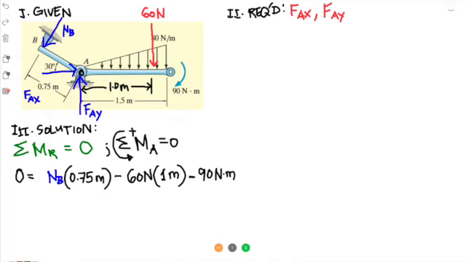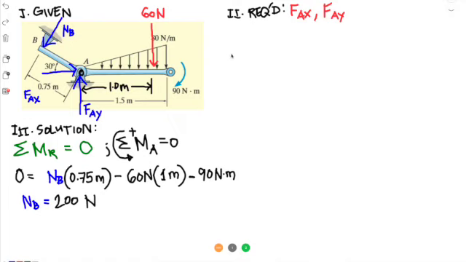Okay, so for this equation we can solve for NB. We just manipulate this equation, transposing the negative values to the left side, and we get NB equal to 60 newton meter plus 90 newton meter divided by 0.75. So 60 plus 90 divided by 0.75 gives us NB a value of 200 newtons. So the reaction at B is 200 newtons, but we are looking for the reaction at point A, forces AX and AY.